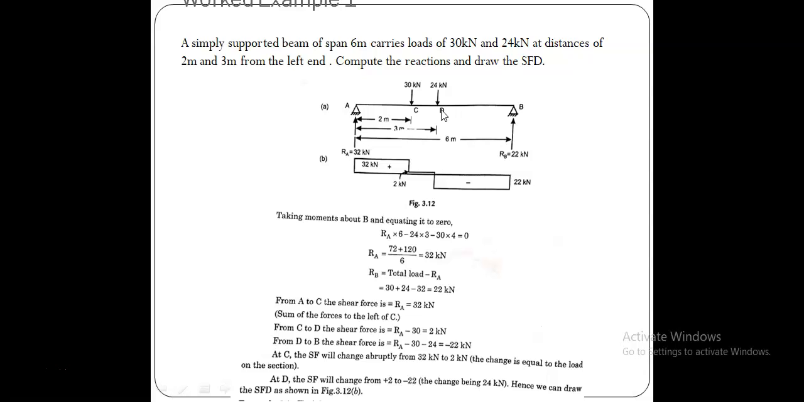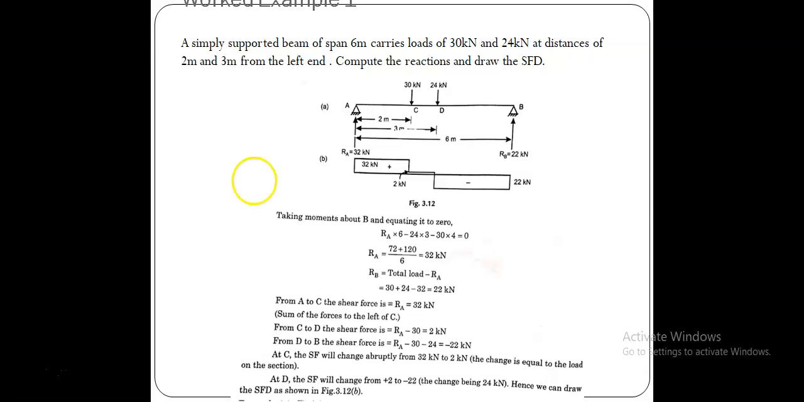So I have two unknowns in this single equation. Then one more equation I can write, sigma V equal to 0, in which there are two unknowns, RA and RB. Now both equations can be solved simultaneously, and I can find the two unknowns RA and RB. Like that we can solve.